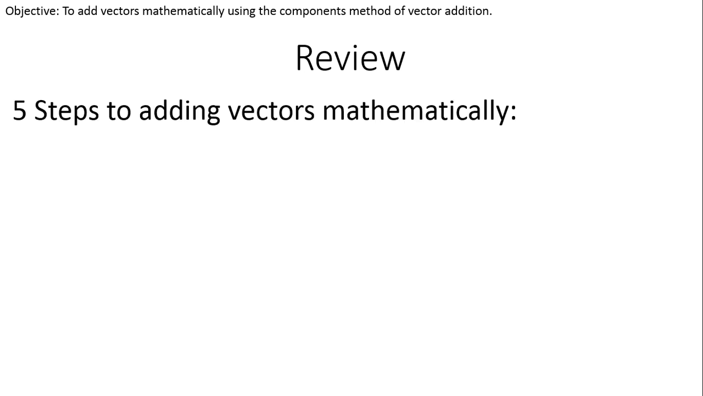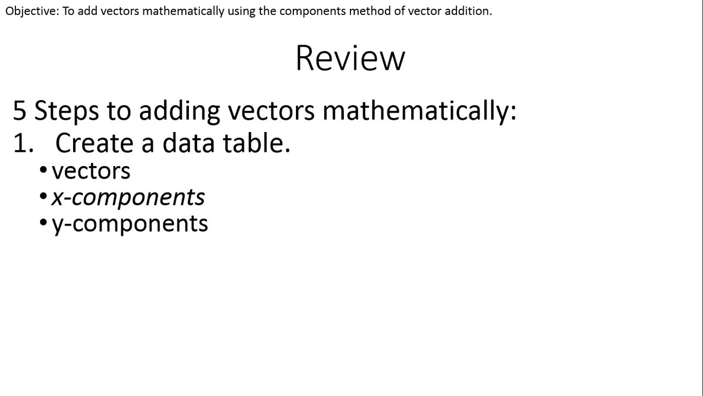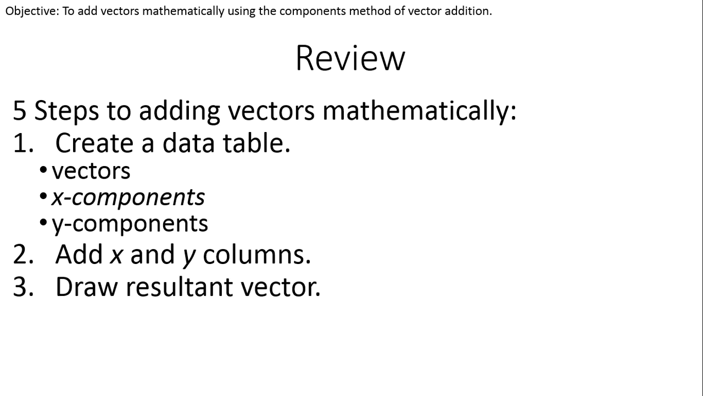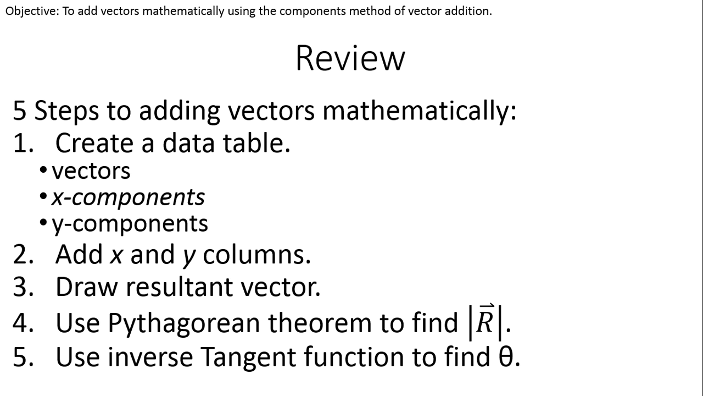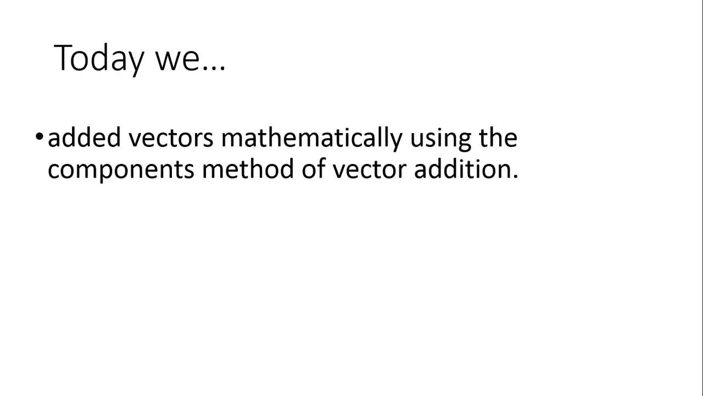Okay, so let's quickly review here. When we're adding our vectors mathematically, we first want to create a data table of our vectors' x and y components. Next, we want to add our x and y columns down. From those two columns, we're going to generate a resultant vector. From that resultant vector, we use the Pythagorean theorem to find the magnitude of that resultant. And finally, our inverse tangent function to find theta. So, today in this video, what we did is we added vectors mathematically using the components method of vector addition.